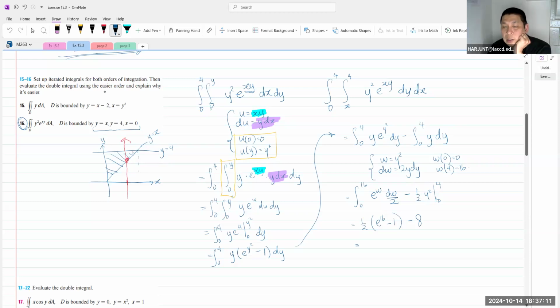So that's 1/2 e to the 16 minus 16 17 over 2. Any questions so far?